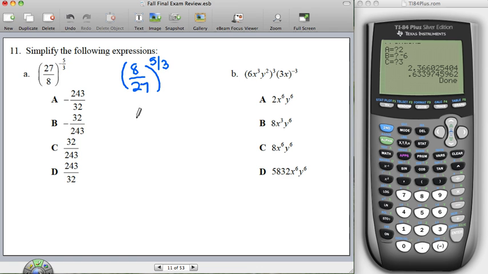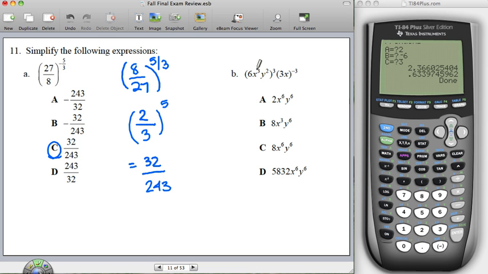The cube root of 8 is 2. The cube root of 27 is 3. So I'm taking 2/3 and raising that to the 5th power. 2 to the 5th is 32. 3 to the 5th is going to be 243. So my answer for part A for 11 is going to be C.